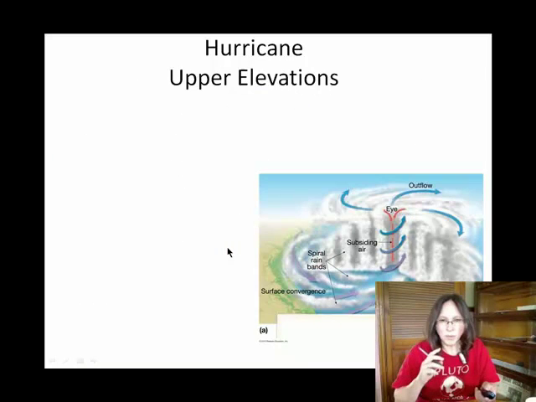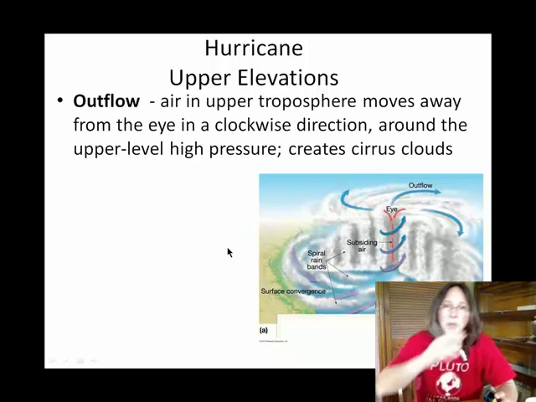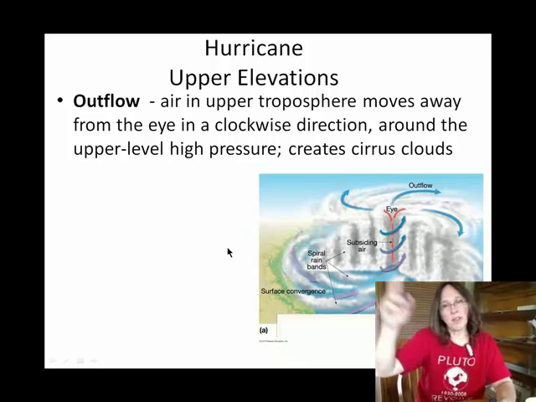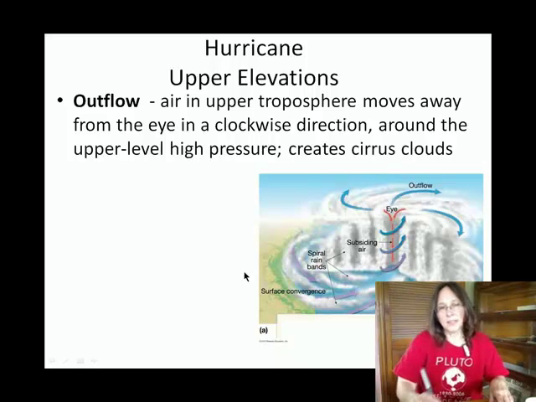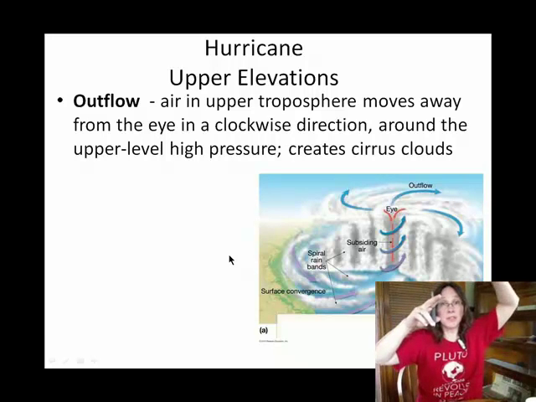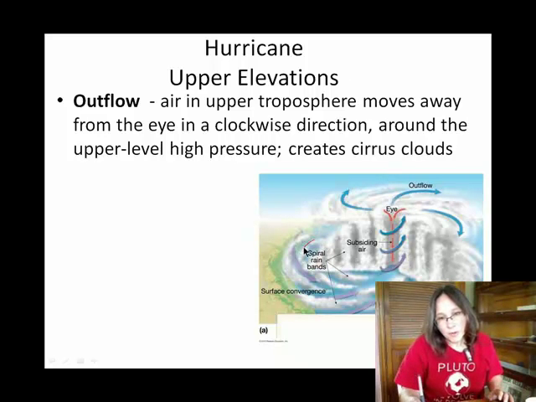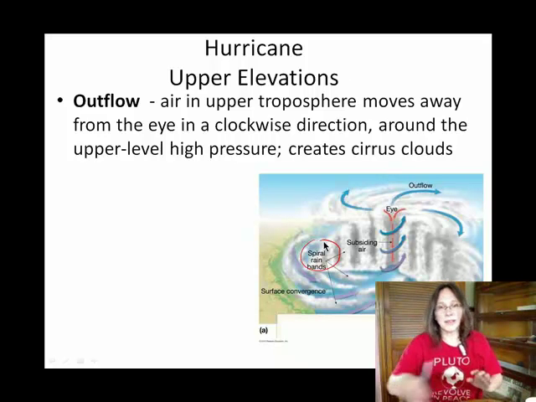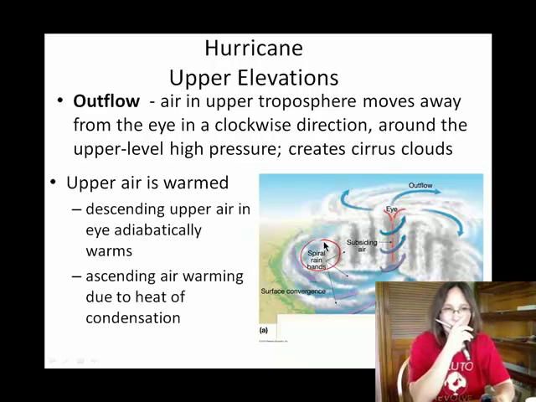I thought I had one more build, but I guess not. Up at upper elevations, they call that outflow. When we get an aerial image of the clouds associated with the tropical cyclone, you're seeing both the spiral rain bands down here and then a little bit of the outflow up there. That's the fuzzy part.